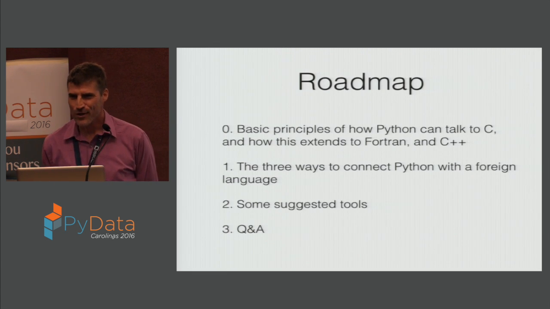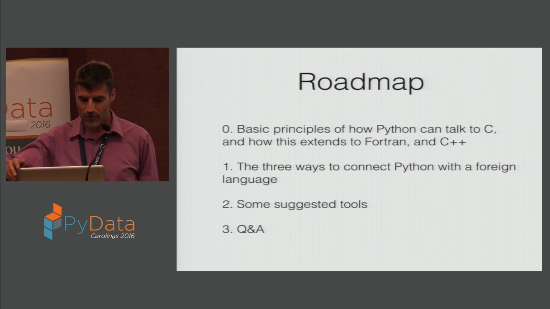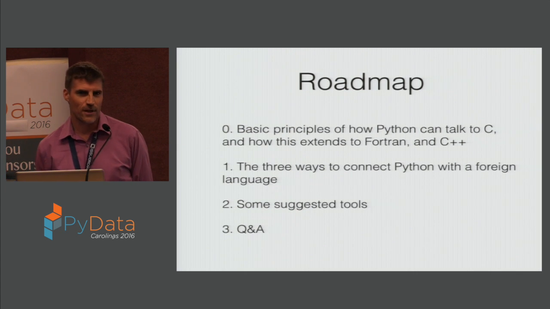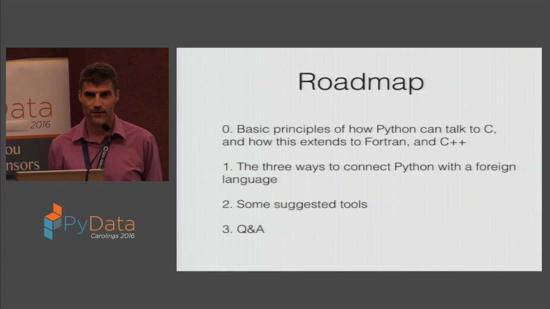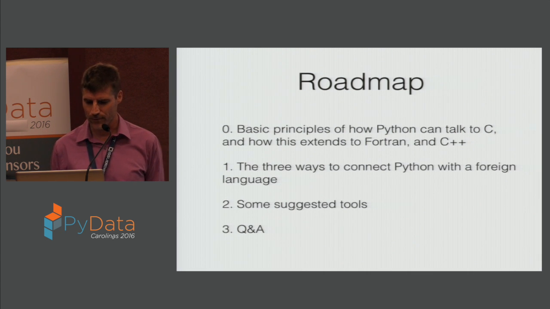So the roadmap for going forward, I wanted to cover these topics in the talk. And like any good C programmer, I'm starting from zero by most of my counting. So the first thing I want to cover is just the basic principles of how Python can talk to C and why it's pretty easy for Python to talk to C, and also how those concepts extend to Fortran and C++. And then also talk about the three options you have for getting Python to talk to one of these foreign languages. When I say foreign languages, by the way, I'm talking about the three I mentioned there, C, Fortran, and C++. It's just wordy to say, so I'll call them foreign languages.